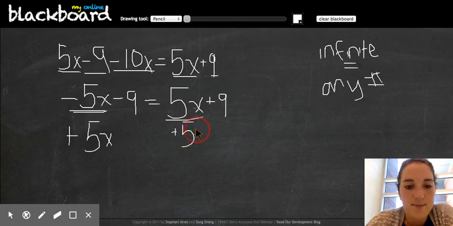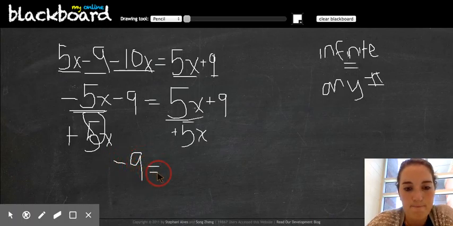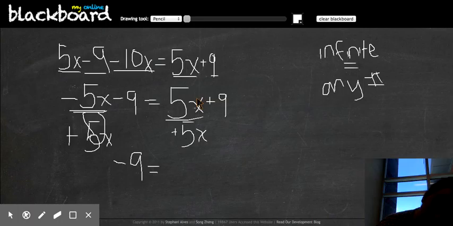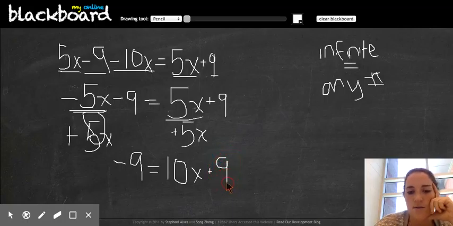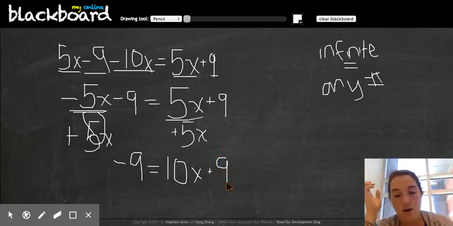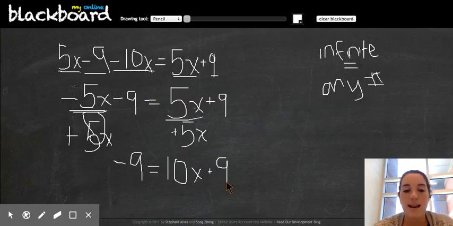If I have negative 5x plus positive 5x, what happens? You end up with 0, so I'm just left with negative 9. Here I had positive 5x and I added 5x, so now I have 10x plus 9. All right, now I need to think before I continue solving. What's my goal with solving equations? To get x by itself. So I want x to be by itself on one side of the equation. How can I do that? I've got to get rid of this 9. So I subtract 9 on both sides.